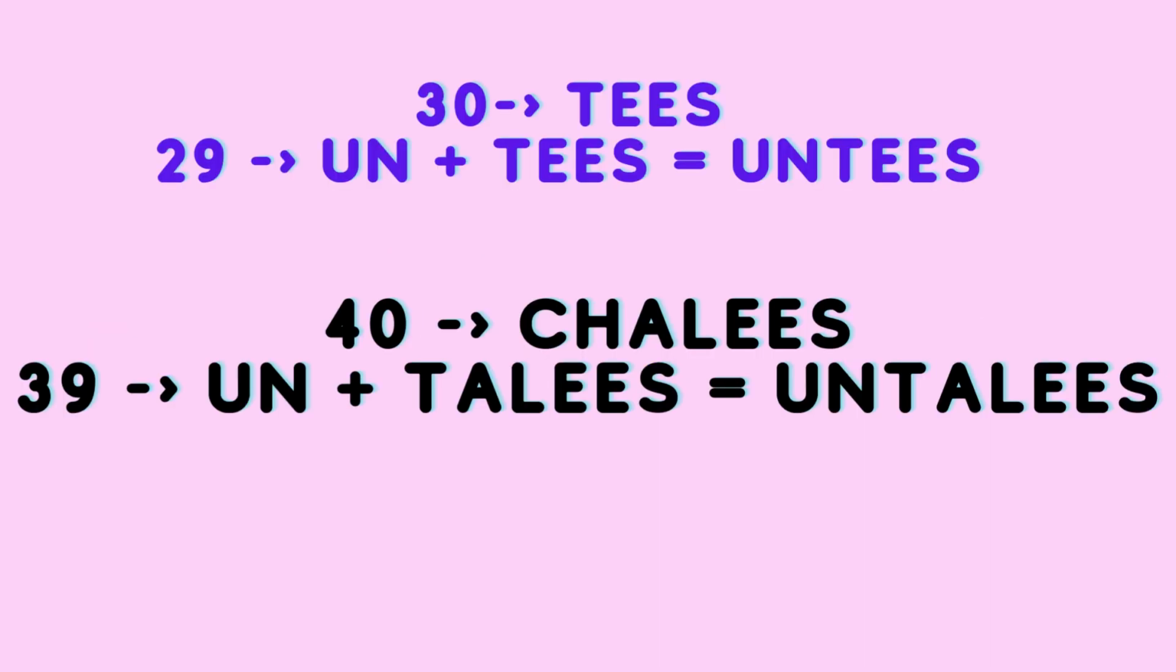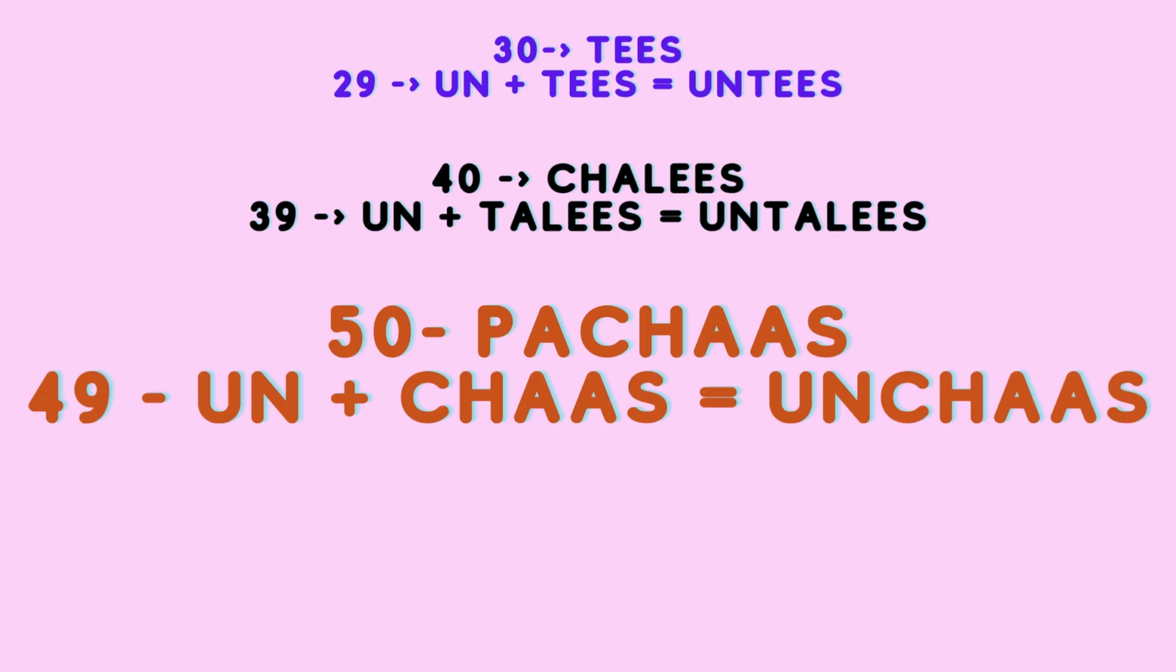Similarly, 40. 40 is known as chalis. So 39 will become "un" plus a part of chalis, and it becomes untalis. Similarly, 50. 50 is known as pachas. So 49 will be "un" plus a part of pachas. We take chas. So "un" plus chas becomes unchas.